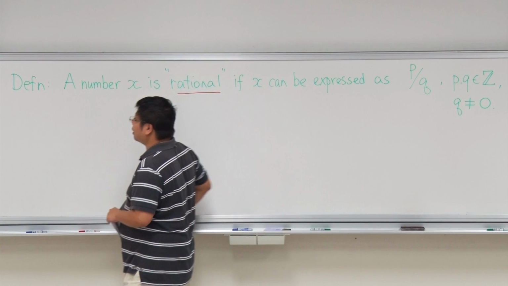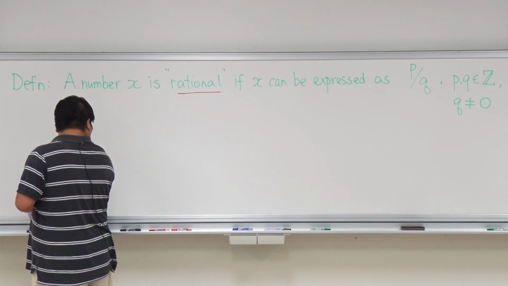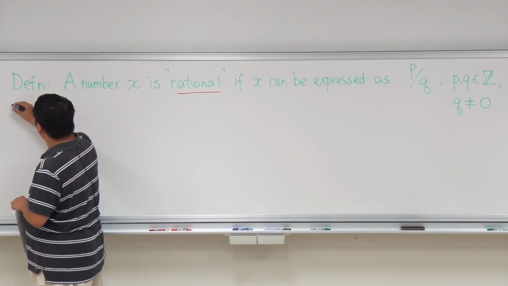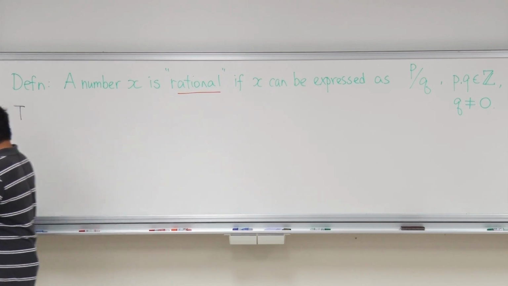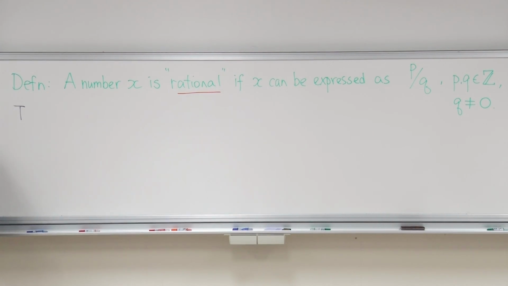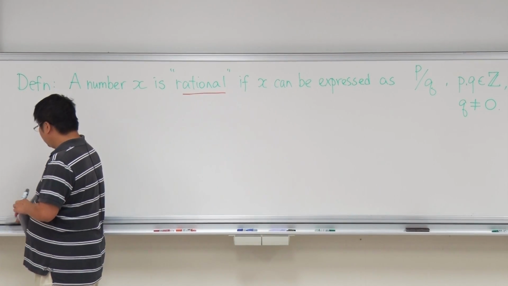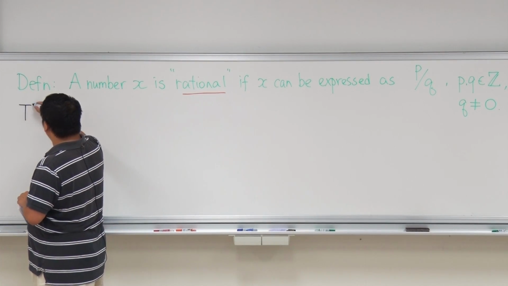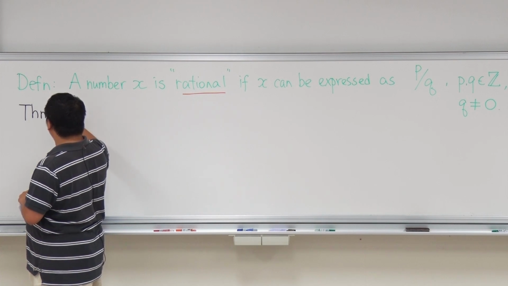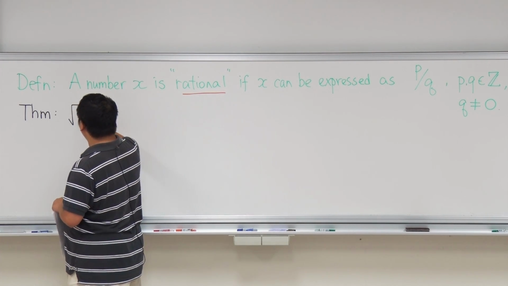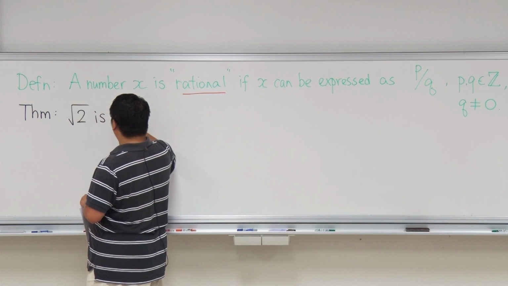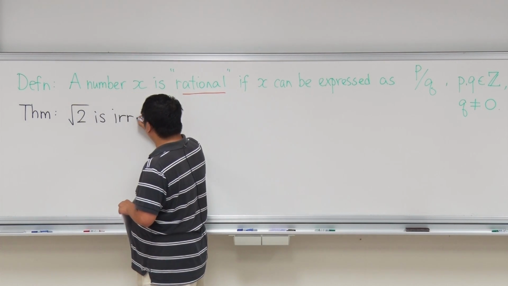And then we are going to look at this theorem: the number square root 2 is not rational. It is irrational.